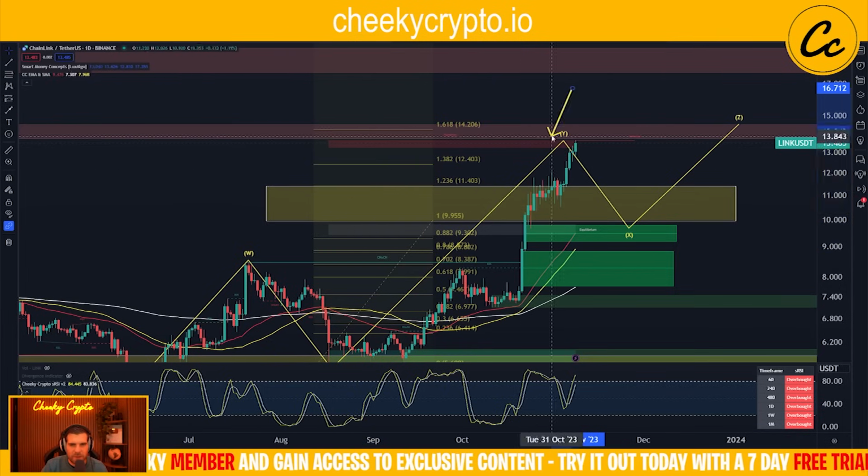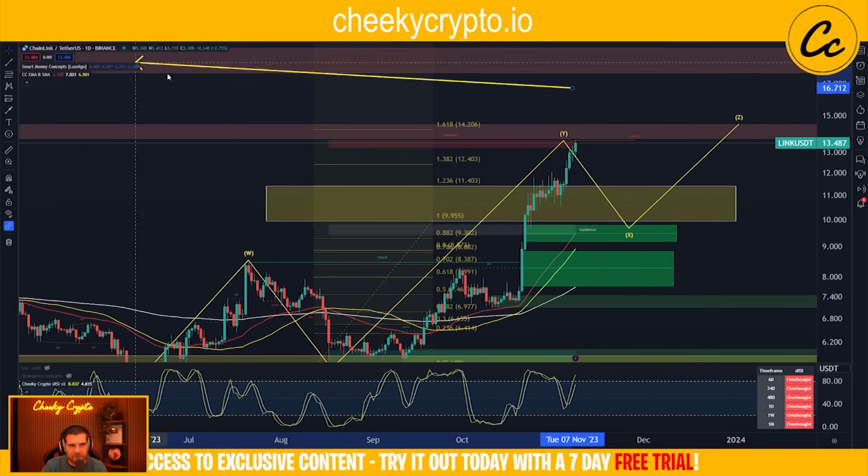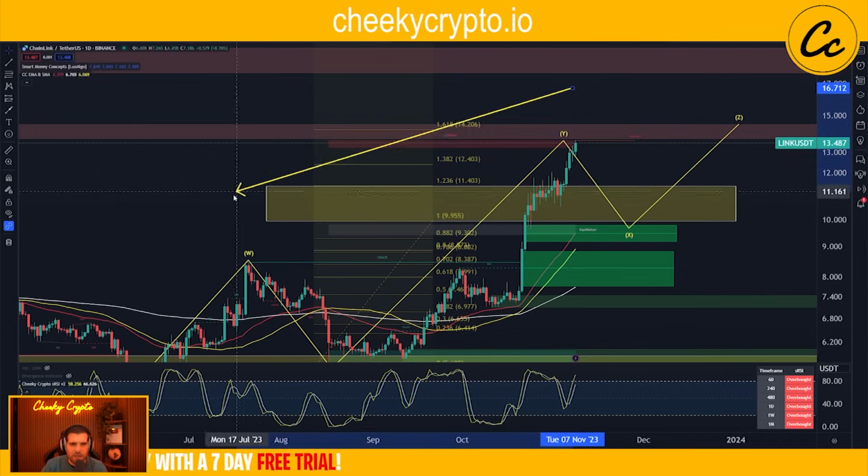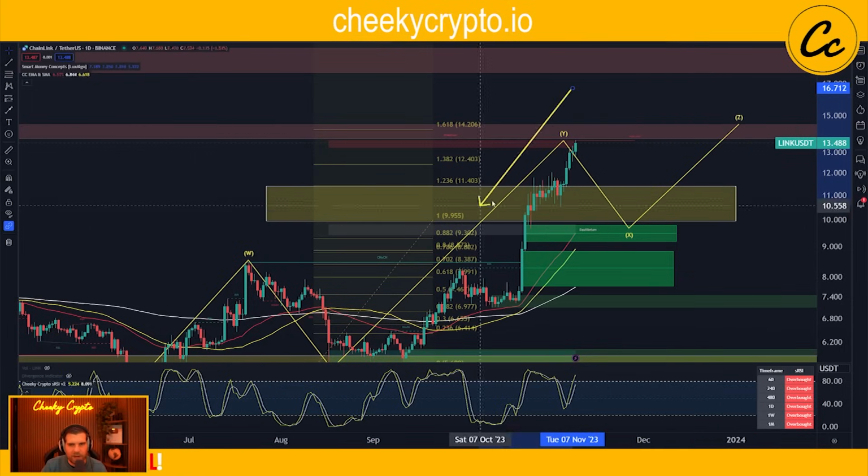This would basically dictate to us a change of structure, right? From a corrective WXYXZ on the daily time frame, this would actually become a wave 1, 2, 3, 4, 5, right? It's both 5-wave corrections, but what happens afterwards is different. So it's really important that we understand that this is going to be the trigger point for that.